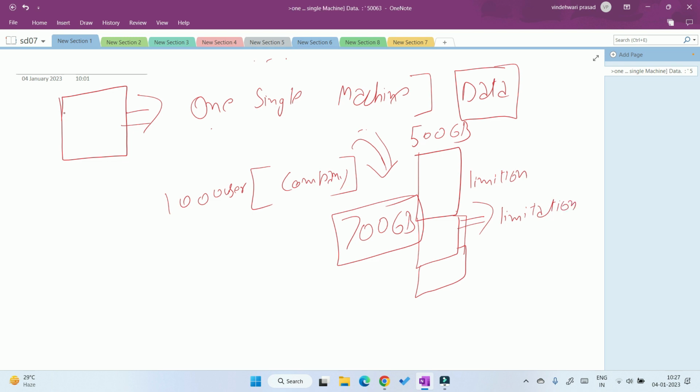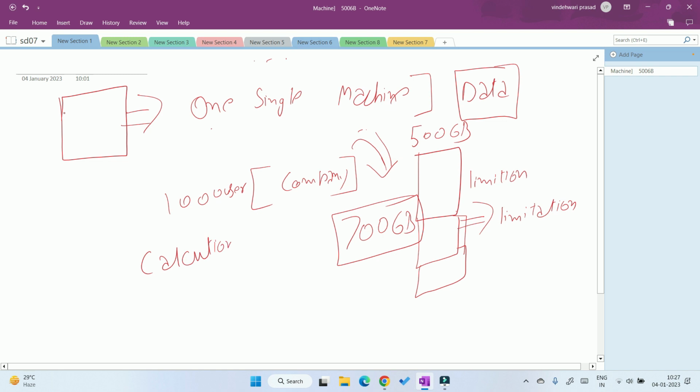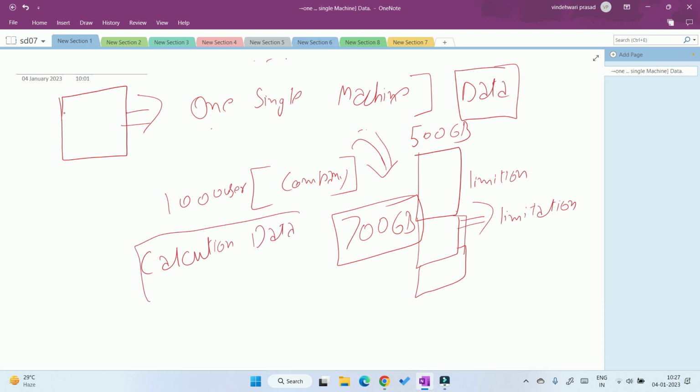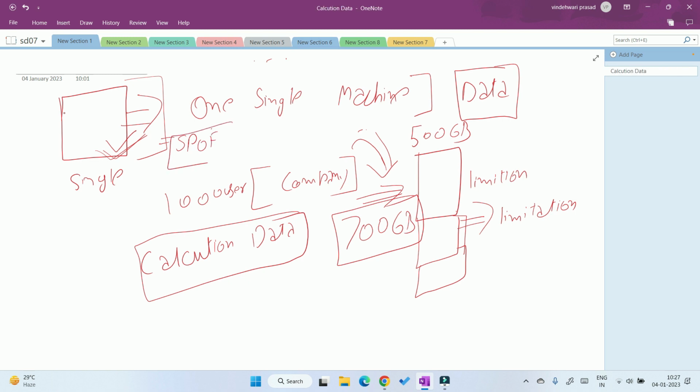And also, if you want to do any calculation on your data, it is very difficult to do on a single machine. If there is a single machine and this machine fails or crashes, then your whole system crashes, and this is called a single point of failure. So how will you tackle all these problems of a single machine?